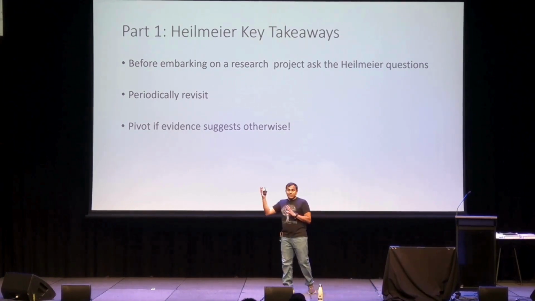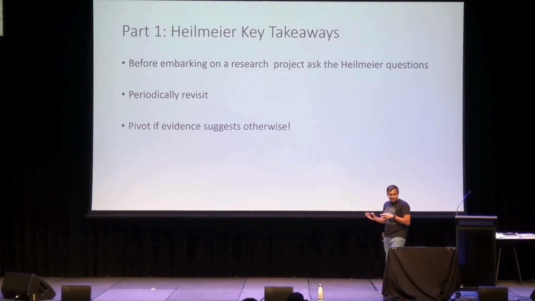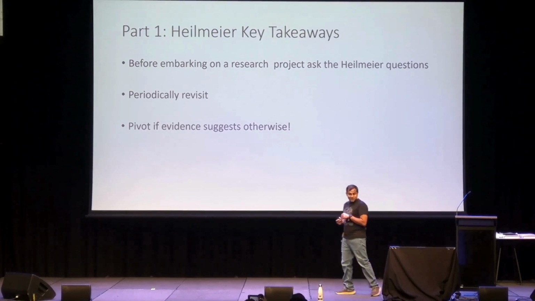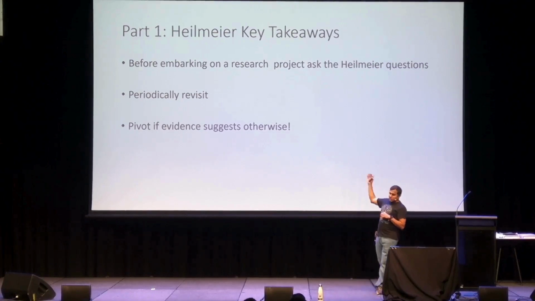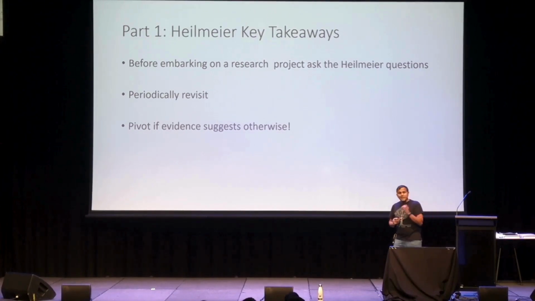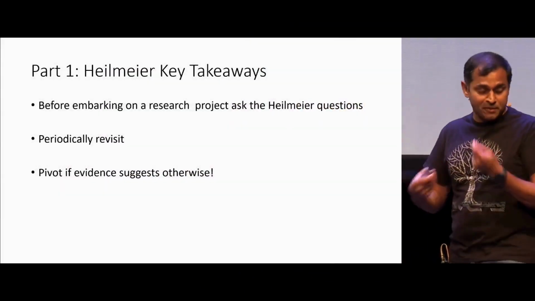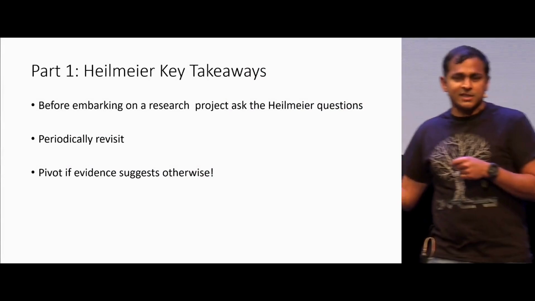So for those of you who have collaborated with me or have been students in my group, you probably have seen some version of this. This is the repetitive part of me. I keep doing the same thing. Before you start anything, if you ever start a project, ask yourself the Heilmeier questions and write it down. Right? Write it down and periodically revisit, because as you do the research, your own knowledge of your questions, about your insights, about the prior work will change. It's okay to pivot and change it if the evidence suggests otherwise.